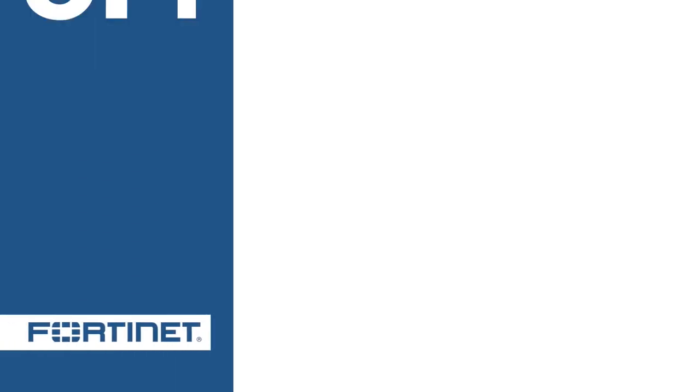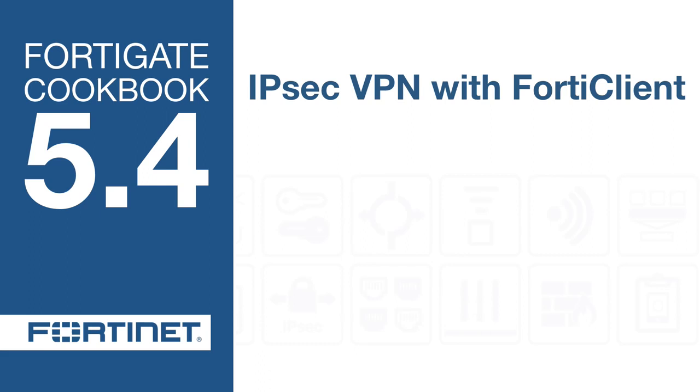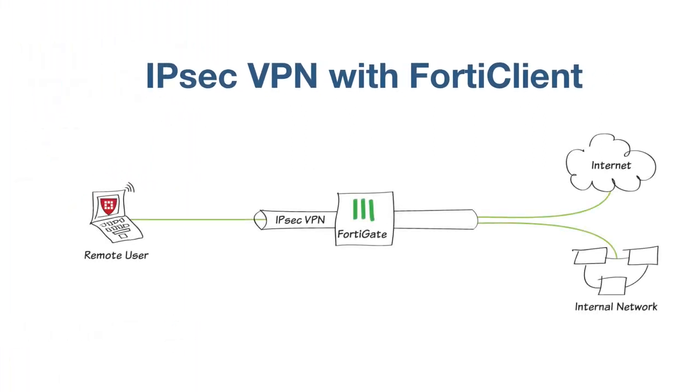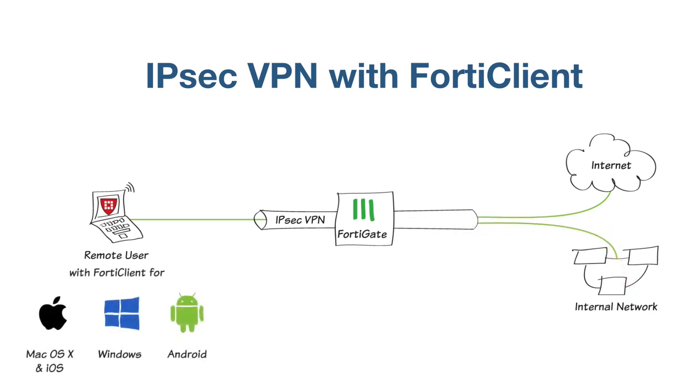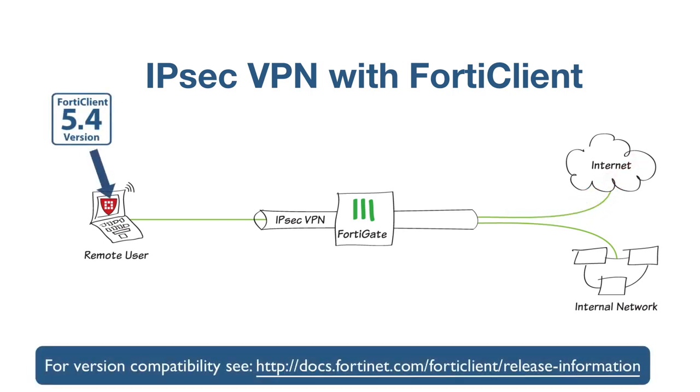In this video, you will learn how to create an IPsec tunnel for remote users to connect to using FortiClient. This will allow remote users to access the corporate network using an IPsec VPN that they connect to using FortiClient for Mac OS X, Windows, or Android. Traffic to the internet will also flow through the FortiGate to apply security scanning. FortiClient 5.4 for Mac OS X is used in this recording.